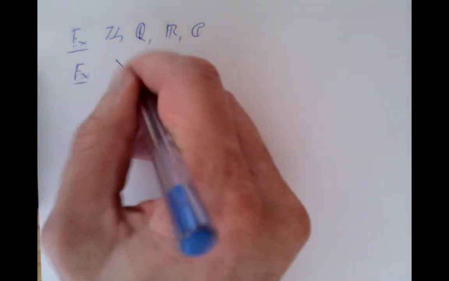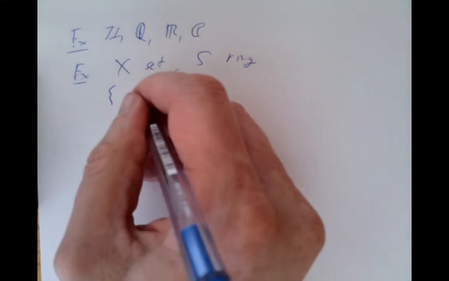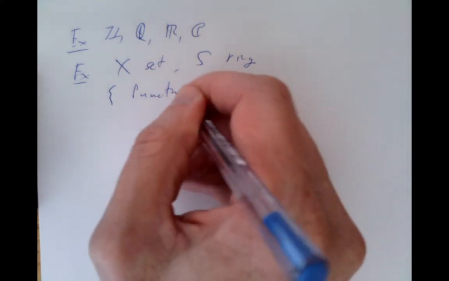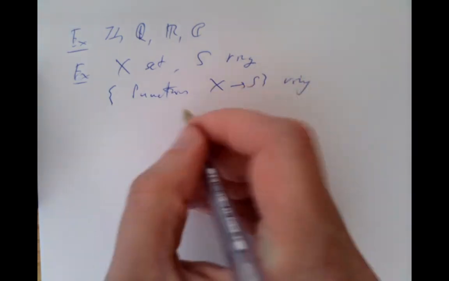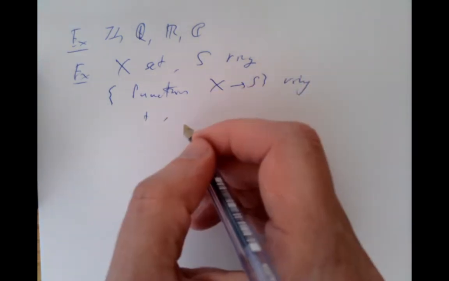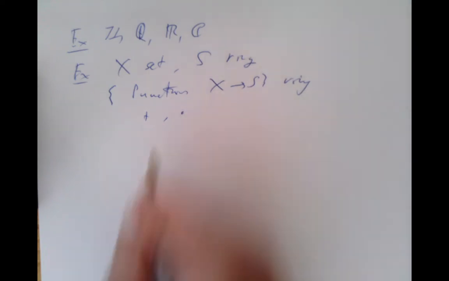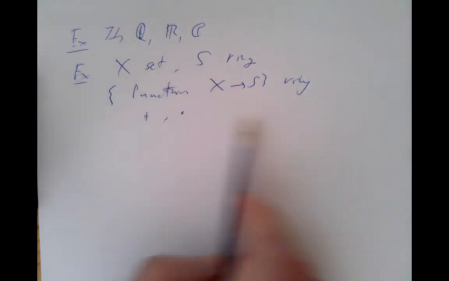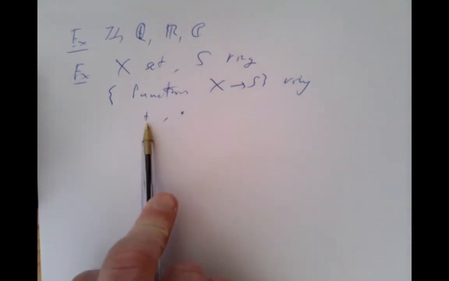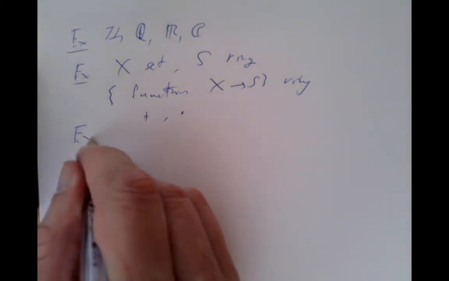Another example is that if X is any set, and S is any ring, then the set of all functions from X to S is also a ring. How is it a ring? Well, you add functions by adding their values, and you multiply functions by multiplying their values. For example, the set of real functions of a real variable is a ring, because you can add real functions of a real variable, and you can multiply them, and they satisfy all those rules we wrote down.